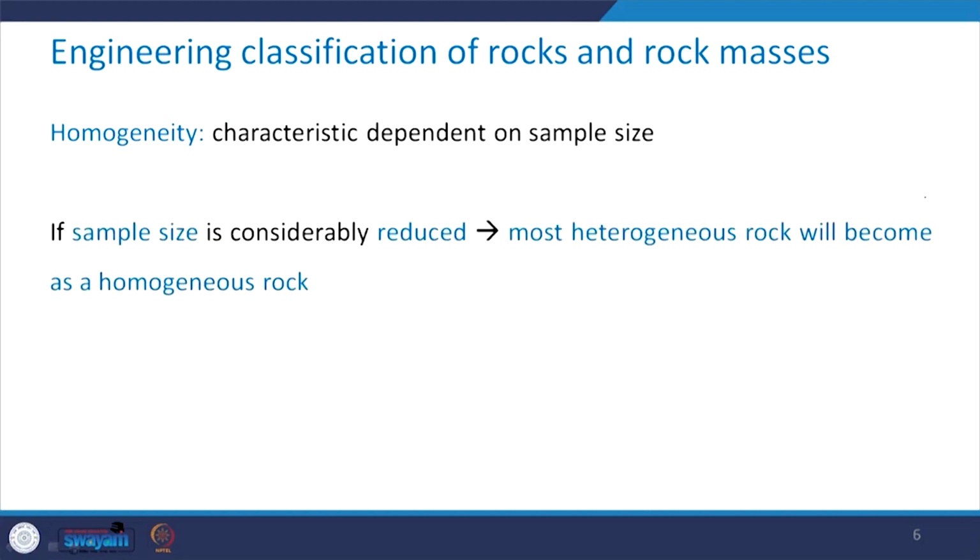See, so basically somewhere in between, depending upon the sample size, you will have the definition of the material as homogeneous or heterogeneous. So, basically this homogeneity is a characteristic which depends upon the sample size. This will become more clear when I show you one interesting picture in a short while. If the sample size is considerably reduced, most heterogeneous rock will become a homogeneous rock.